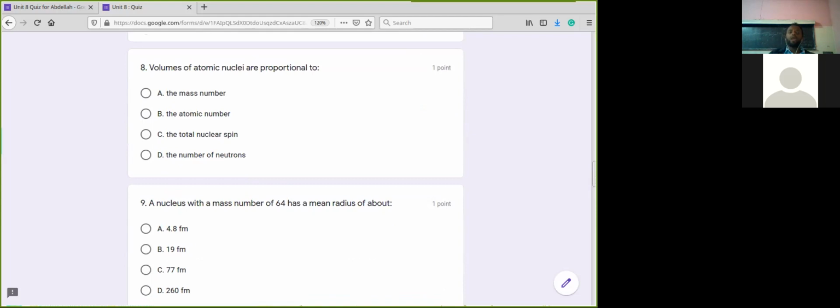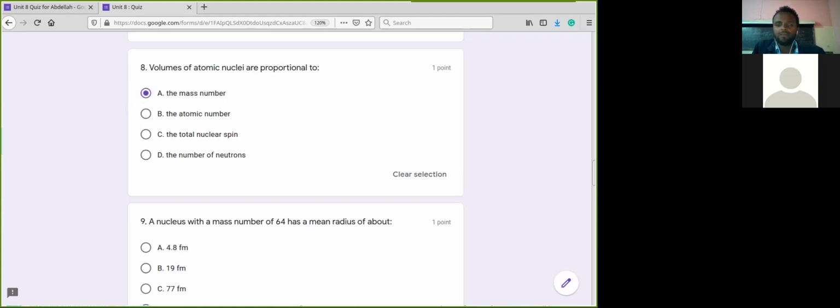And question number 8. Volumes of atomic nuclei are proportional to what? The atomic number, yeah. And the formula for the nuclear radius is given by 1.2 times A to the power of 1 over 3, yes? Or the cube root of the mass number A, yes? So option A is the correct answer.